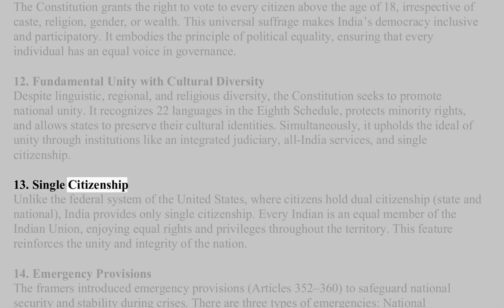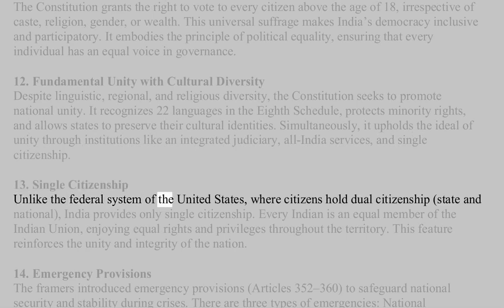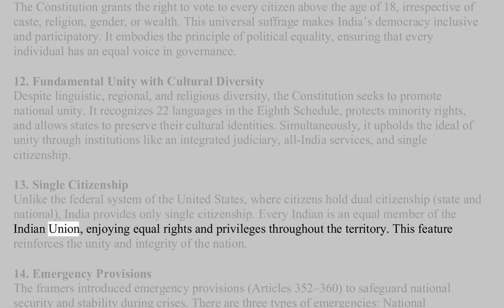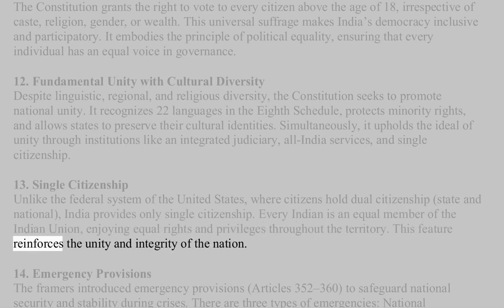13. Single citizenship. Unlike the federal system of the United States, where citizens hold dual citizenship, state and national, India provides only single citizenship. Every Indian is an equal member of the Indian Union, enjoying equal rights and privileges throughout the territory. This feature reinforces the unity and integrity of the nation.